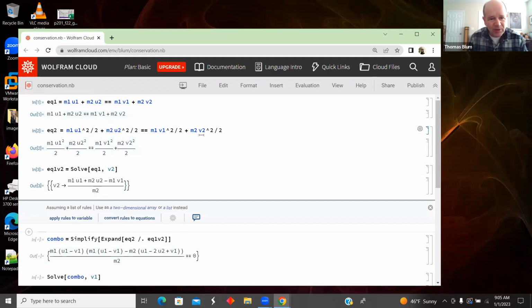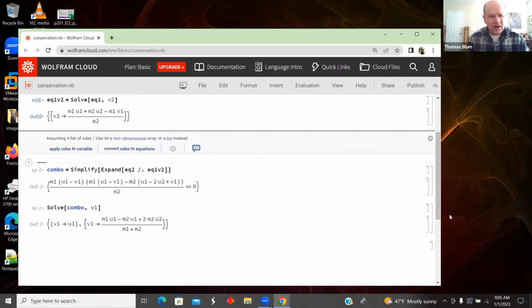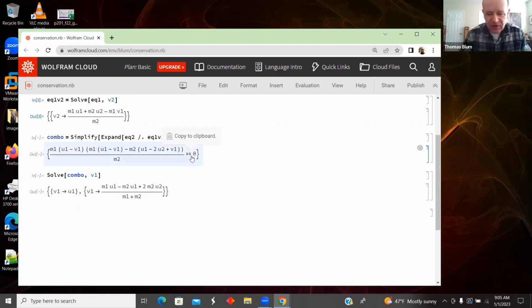I solved it for V2, but we see in this other equation that V2 is squared. So I decided I would expand it and then simplify it. I could probably get away with just simplify, but I decided to push it to expand it and then simplify it. It's probably unnecessary, Mathematica is pretty smart. And then I decided once again to name it. So I named it combo for the 2 equations combined. So I'm doing a shift enter of that.